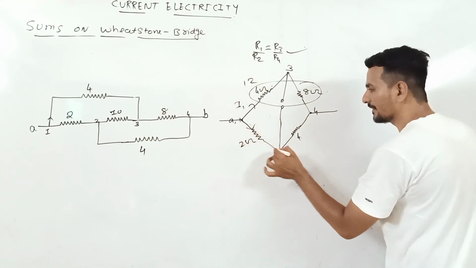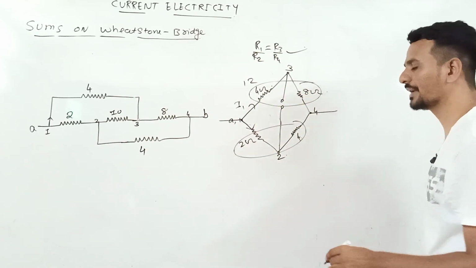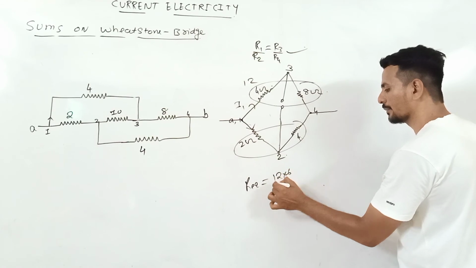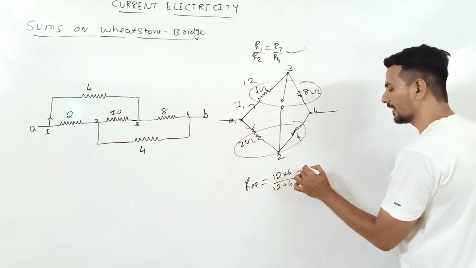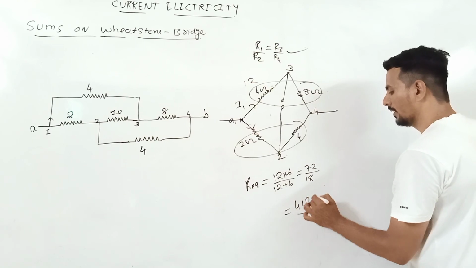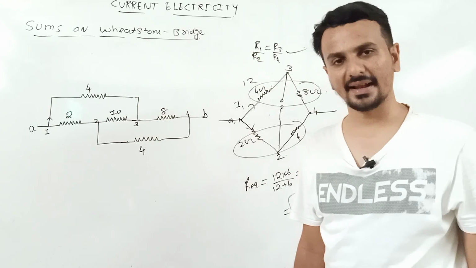Similarly, these two will be in series. So your answer will be 6. And then finally 12 and 6 will be in parallel. So R equivalent will be 12 into 6 by 12 plus 6. So that is 72 by 18. Answer is 4 ohm. So this is how we will solve the sums based on Wheatstone bridge, balanced Wheatstone bridge.